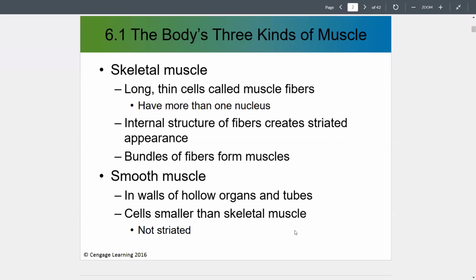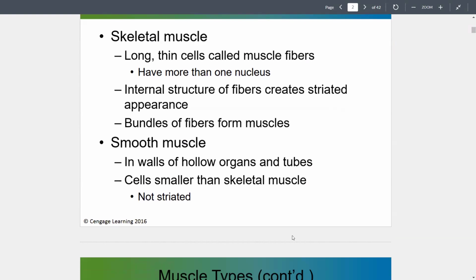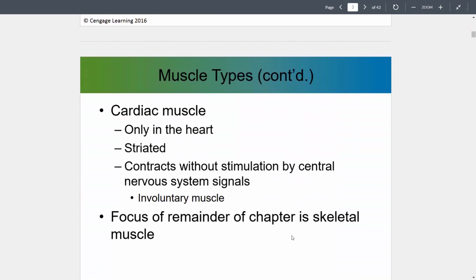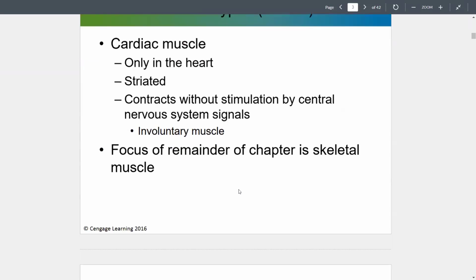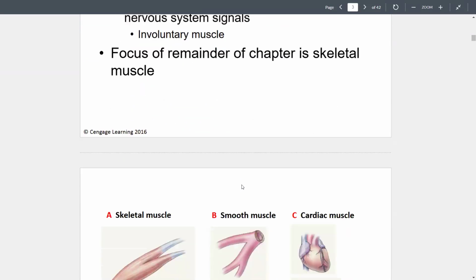And then smooth muscle is the most different of the three, and it's in our organs like blood vessels and the digestive system that moves things around our body. The difference is it is not striated and just looks different than the other two types of muscle. And then cardiac muscle is only in the heart. There is also smooth muscle in the heart and the blood vessels. Cardiac muscle looks kind of like skeletal. It contracts kind of like skeletal, but it has a little difference that makes it unique. And we're going to focus on the skeletal muscle from this chapter.